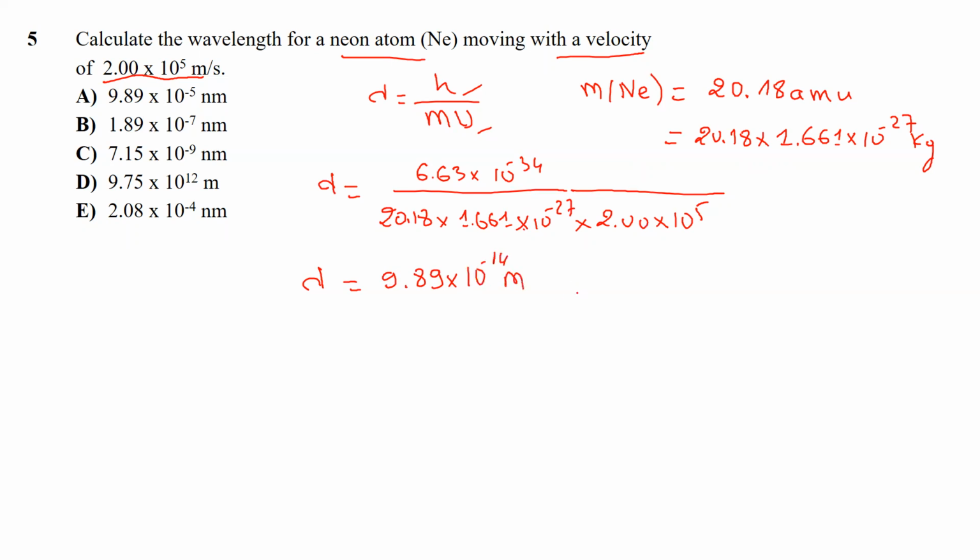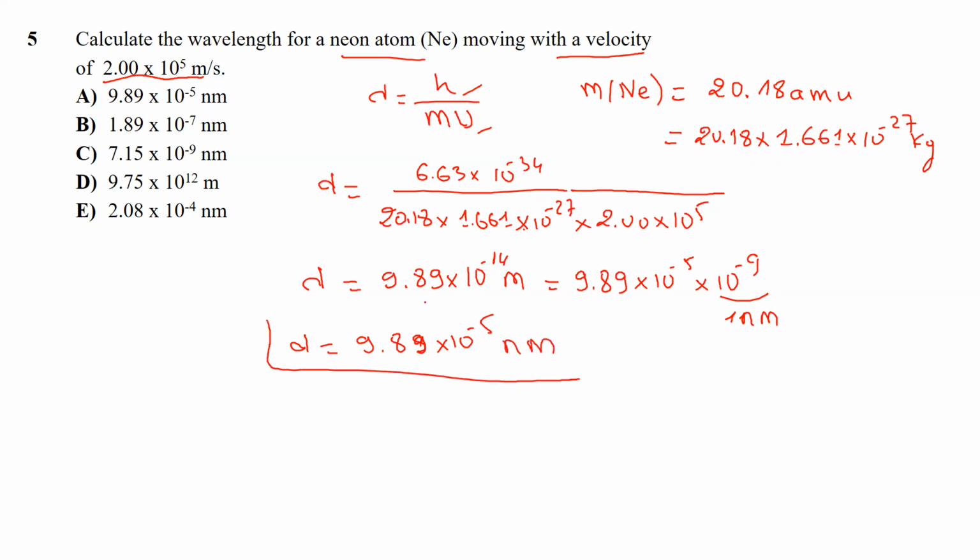Meter, we need to get it in nanometer. So it's 9.89 times 10 to the power minus 5 times 10 to the power minus 9. And this is nanometer. So lambda equals 9.89 10 to the power minus 5 nanometer. So this is the direct application of the de Broglie relationship between lambda, h, m, and u.